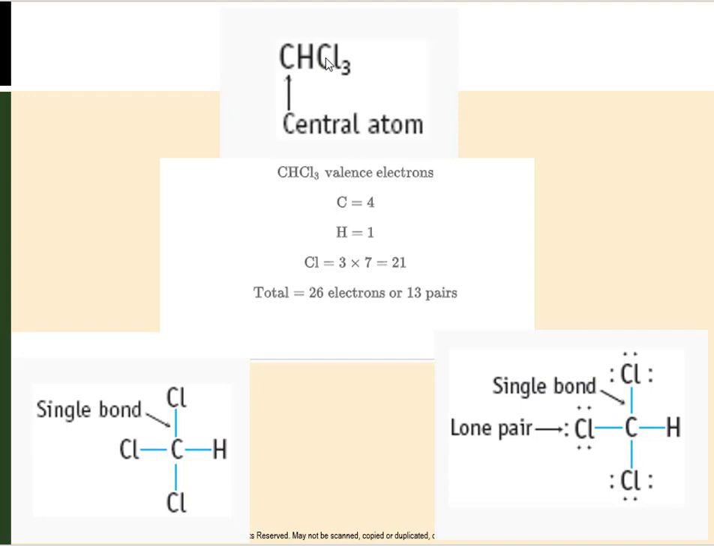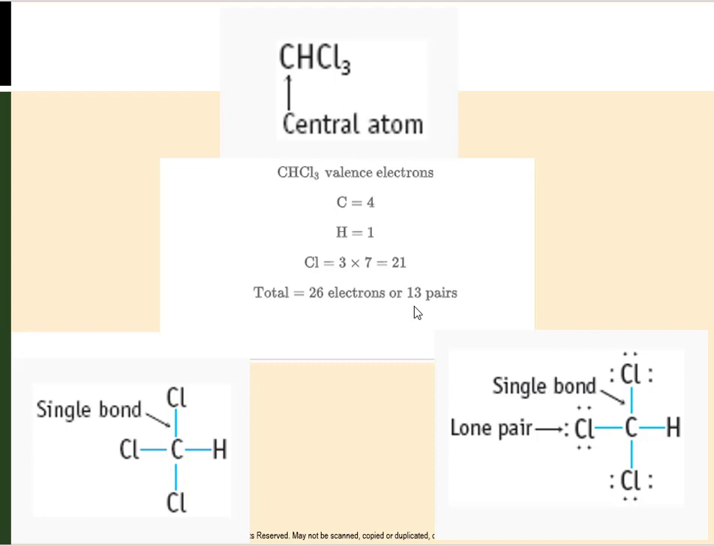CHCl3. This is chloroform. Now I need to look at chloroform and count up the valence electrons. Carbon has 4, hydrogen has 1, chlorine has 7, and there's 3 chlorines. So 3 times 7 is 21. So 21 plus 1 plus 4 is 26 electrons, or 13 pairs of electrons.